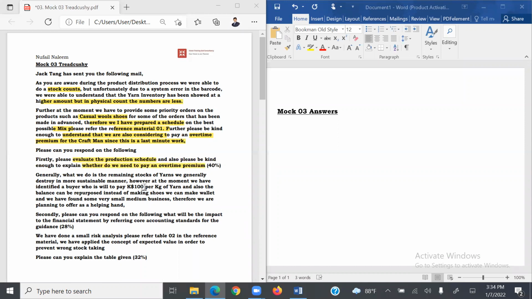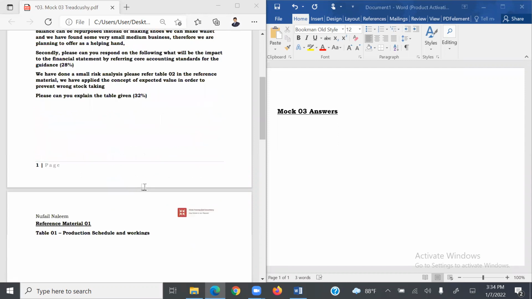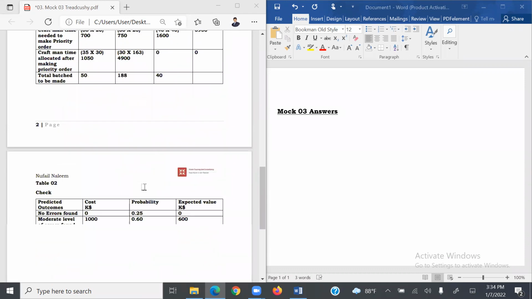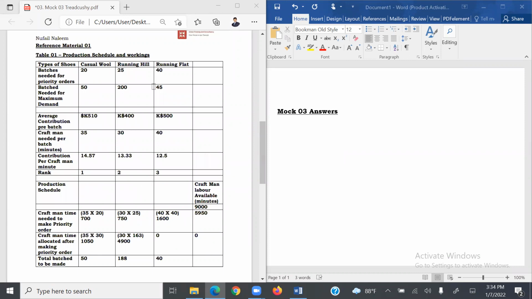Before we go on to the second one, let's go through the production schedule. Don't panic students, this is the production schedule they have given. I will give you around 1 or 2 minutes to go through the schedule. Here they have done all the analysis, but you need to do the application of this only. Please go through this.